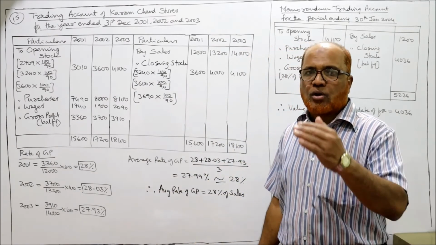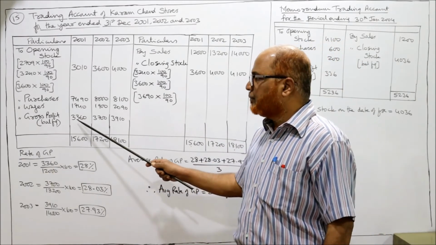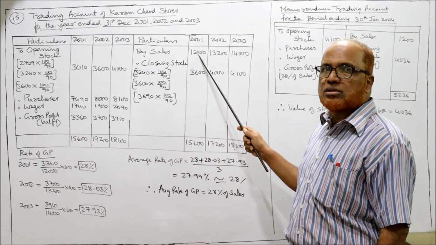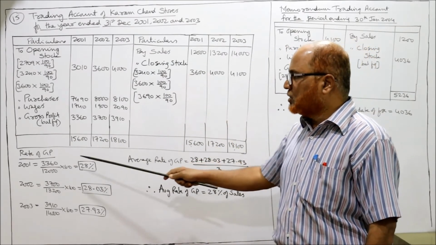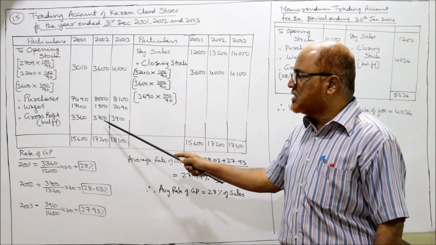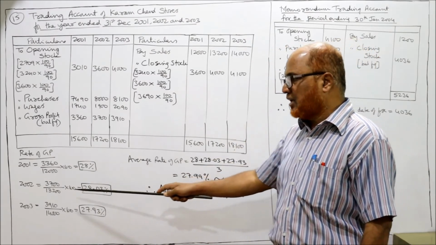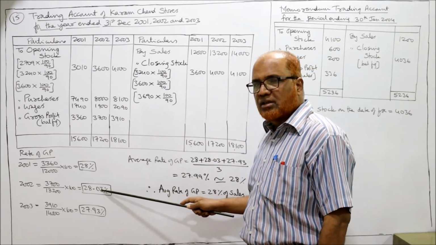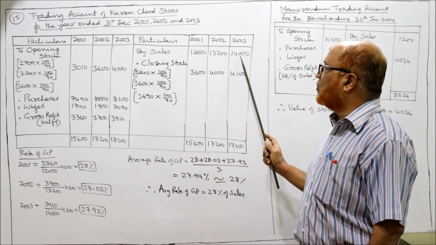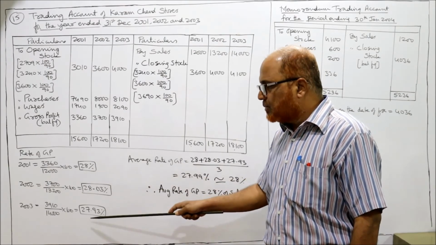GP ratio: gross profit by sales into 100. 2001, what is the GP? 3360. How much are the sales? 12,000. So 3360 by 12,000 into 100, 28%. Second year, the GP is 3700, sales are 13,200, into 100, 28.03. For 2003, the GP is 3,910, sales are 14,000, into 100, 27.93. So we got the GP ratio for 3 years.